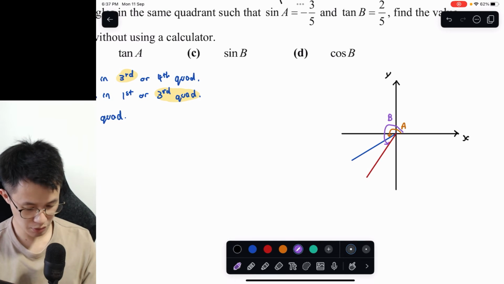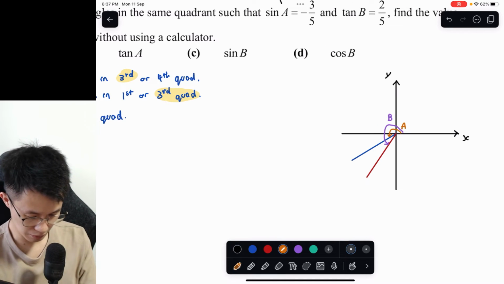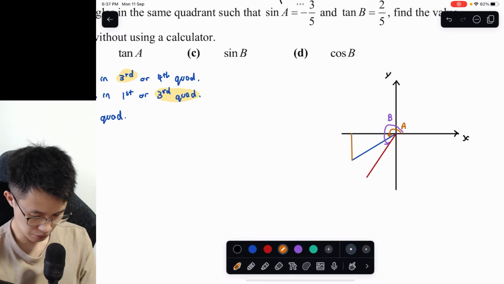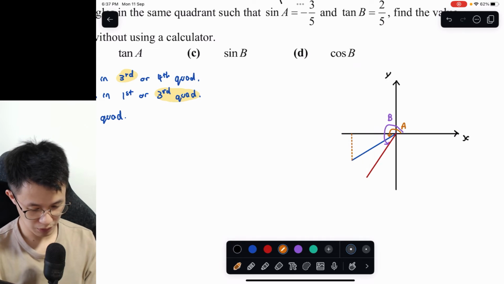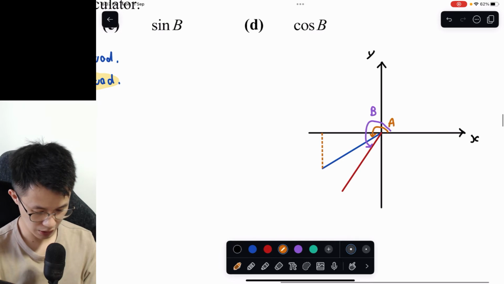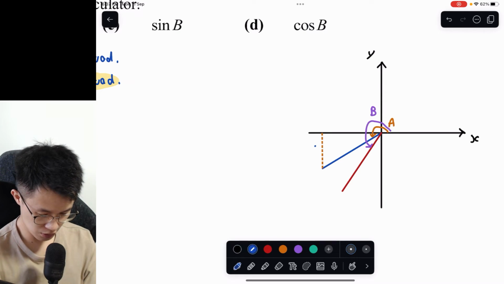Based on this, we're going to use trigonometric ratios for sine. For the first one, A, we draw the dotted line, and we figure out that the opposite over the hypotenuse, so this would be 3 and this would be 5 units.